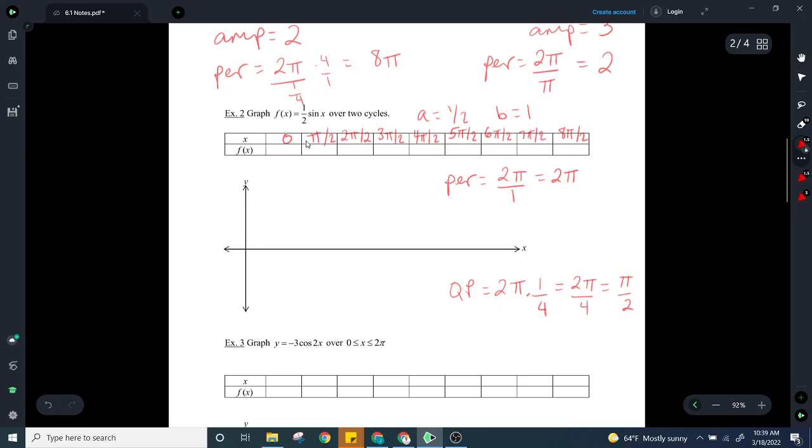You just remember 9 points. Let me see, 1, 2, 3, 4, 5, 6, 7, 8, 9. That's what I thought. 9 points is going to get you 2 cycles when you're doing this quarter period method. You just stick to that every time.